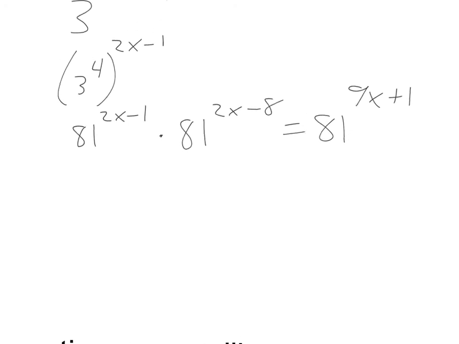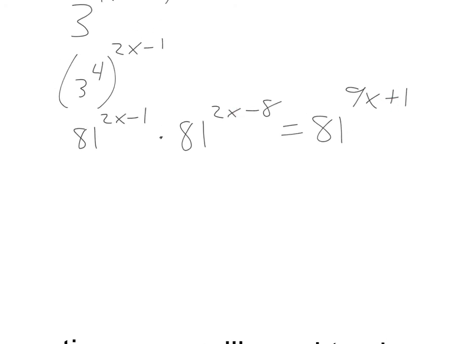Now, at this point, we're not quite ready to set these all equal to each other because we need to have just one base on each side. We do have common bases, but we need to have one base. Well, when we have common bases, remember, we can just add these exponents. So this is the same thing as saying 81 to the 4x minus 9 equals 81 to the 9x plus 1.